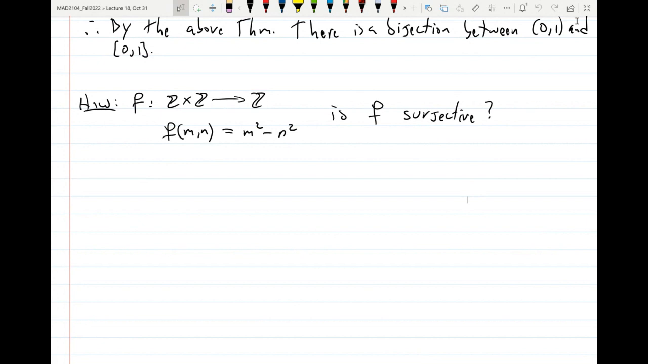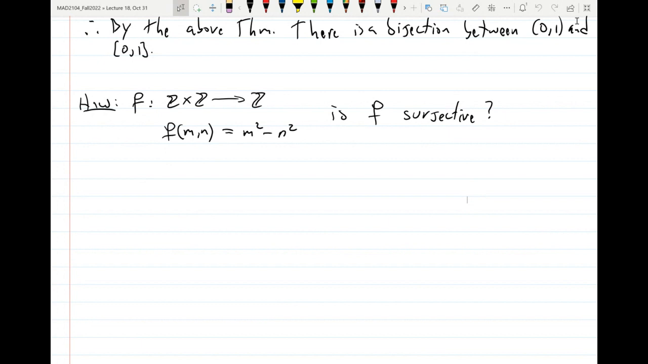In other words, for every integer, you can find a pair of integers so that when you subtract the squares, you get that given integer. Saying that this is surjective is to say that every integer can be written as a difference of two squares. That's really what the question is about. You need to say yes or no to the question: can every integer be written as a difference of two squares?